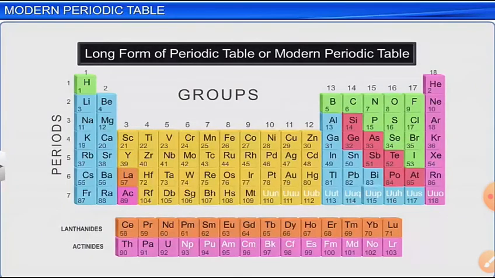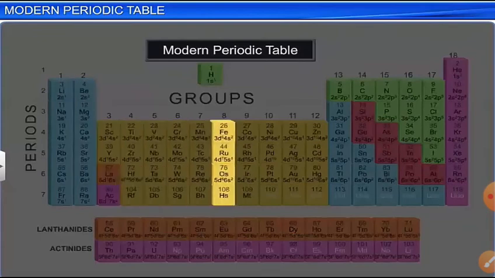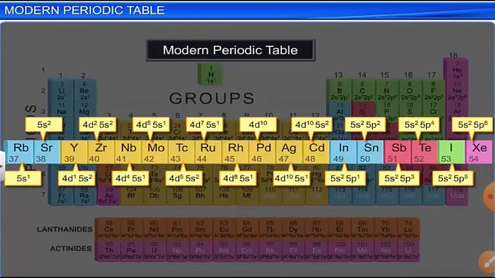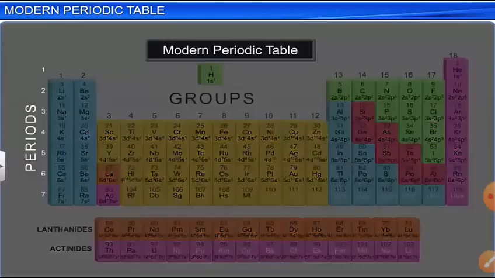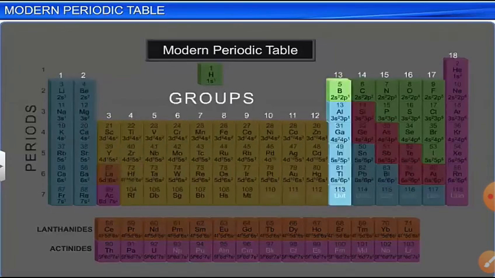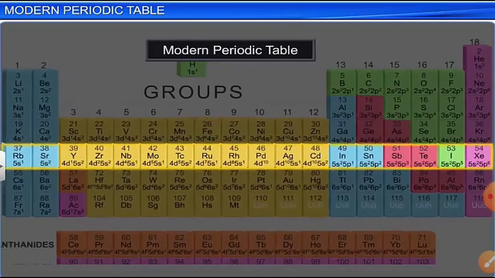So the long form or modern periodic table arranges the elements in increasing atomic number, and it states that the properties will change with the change in the number of electrons. In this periodic table we have 18 groups that are vertical columns and 7 horizontal rows, which are called periods. So we have 7 periods and 18 groups. Two rows are placed separately at the bottom, which are called lanthanides and actinoids. Horizontal rows are called periods and vertical columns are called groups.